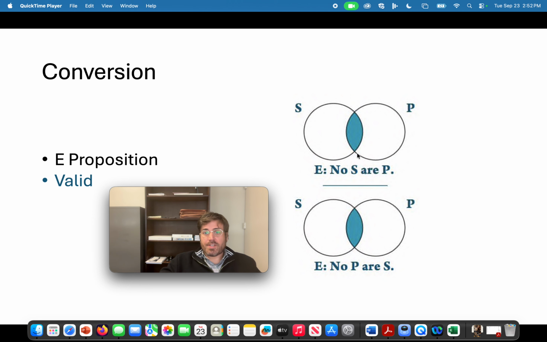So if we begin with no S are P, we have shading in region 2. There is no member of the S group that is also a member of P. And to say no P are S is also to say that no member of P is also a member of S. So we have total logical equivalence for the E propositions. This is a valid inference. So conversion, we know, applies to E propositions. All right, and the Venn diagram, this is not really giving us new information. It's just another route through which we arrive at the conclusion that the converse for an E proposition is a valid inference.